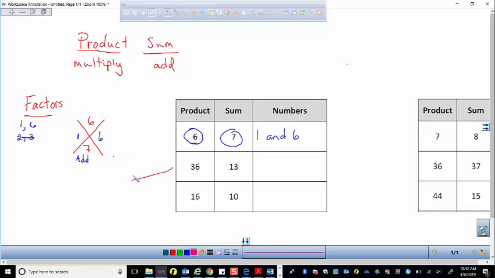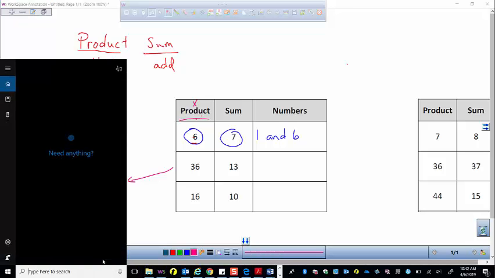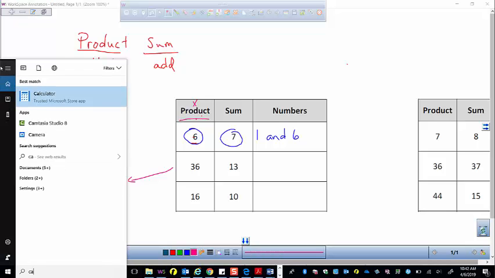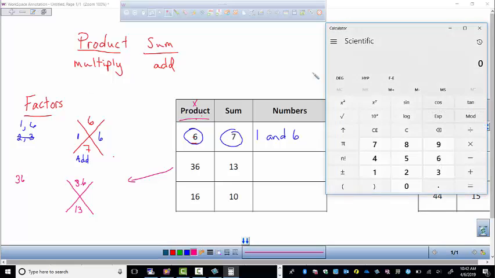All right, let's try this next one right here. 36 is the product, so that's the multiply. So I'm going to make a cross again. 36 is my multiply, and 13 is my add, my sum. So my product is 36, my sum is 13. If you need a calculator, you can definitely do that. I'll show you how you could do this on a calculator as well.